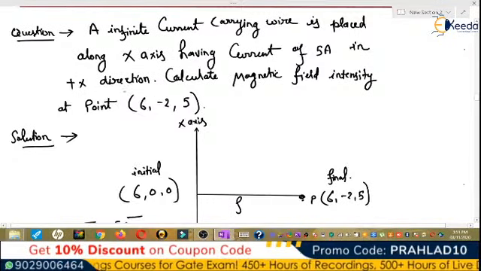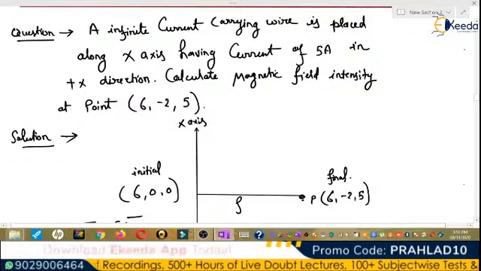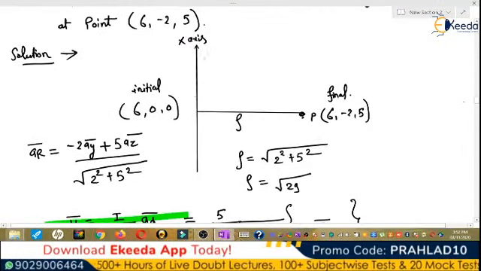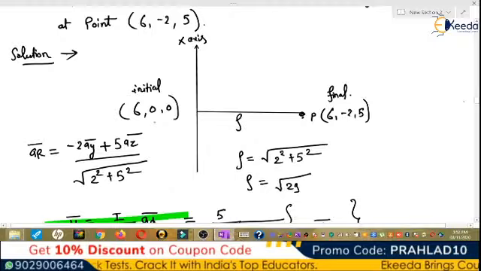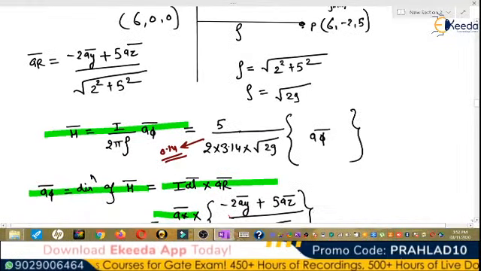An infinite current carrying wire is placed along the x-axis having a current of 5 ampere in the x direction. Calculate the magnetic field intensity at point 6, minus 2, 5. So a current carrying wire is placed along the x-axis where we have to calculate the magnetic field intensity at 6, minus 2, 5. So the initial point is 6, 0, 0 and the final point is 6, minus 2, 5. The distance between these 2 points is the square root of 2 square plus 5 square. So the value of rho is the square root of 29.